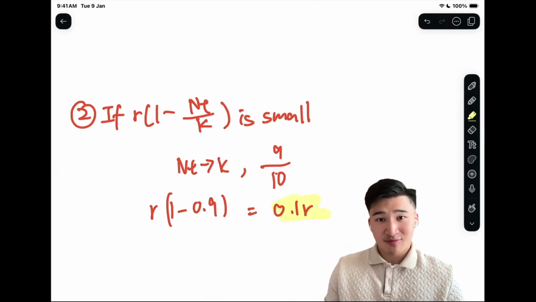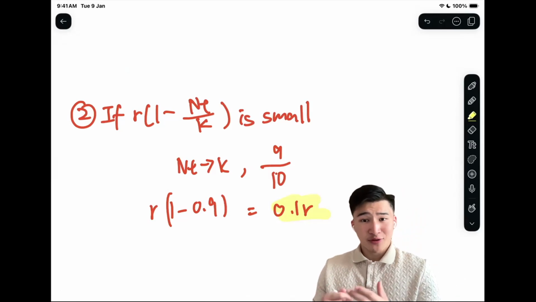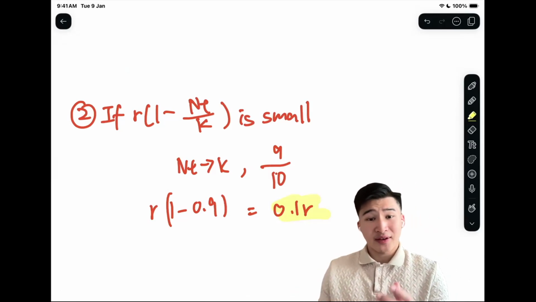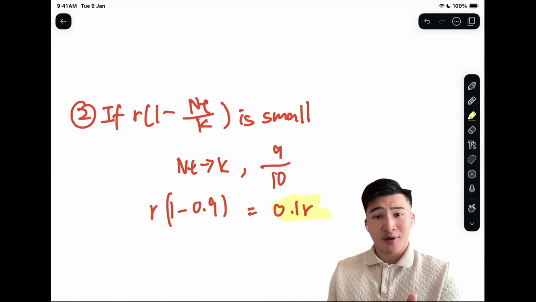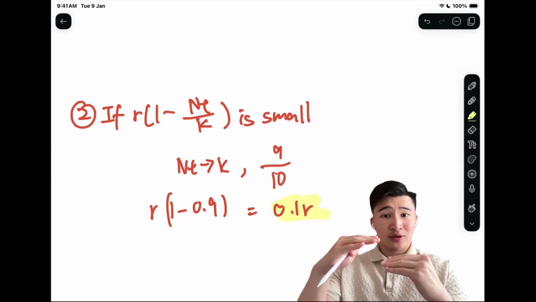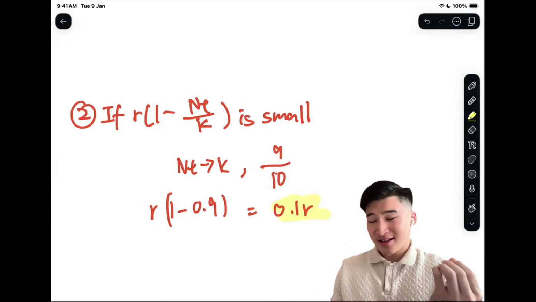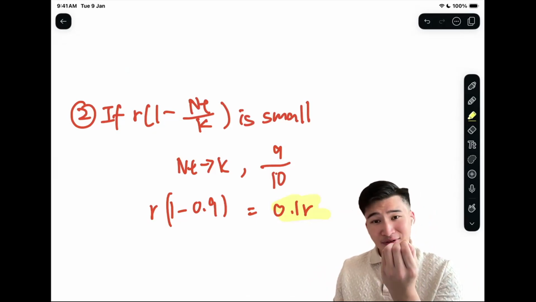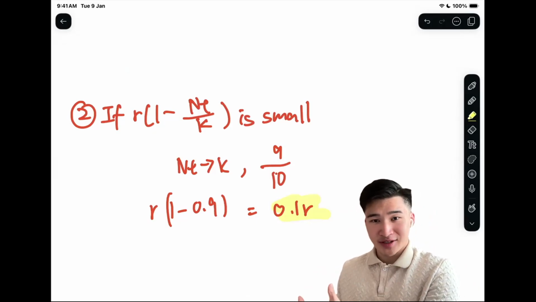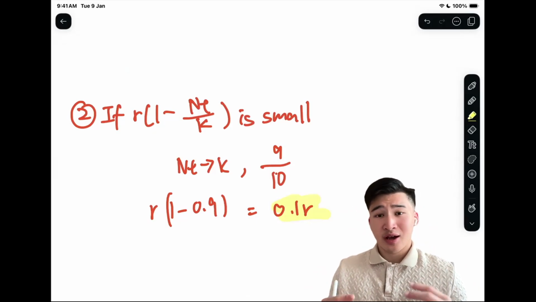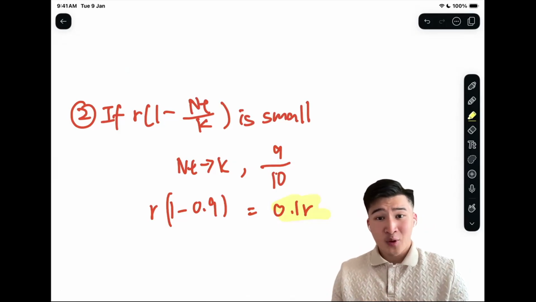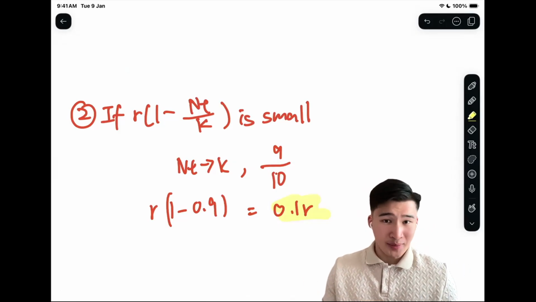So remember, R is basically our maximum potential growth rate. We have the maximum potential. But this time, because NT is approaching K, so we're reaching the maximum capacity, our potential isn't there anymore. It's actually 0.1. It's only 10% of our maximum potential. That's basically what it means. As we approach our maximum capacity, we can't really grow that much or that rapidly.